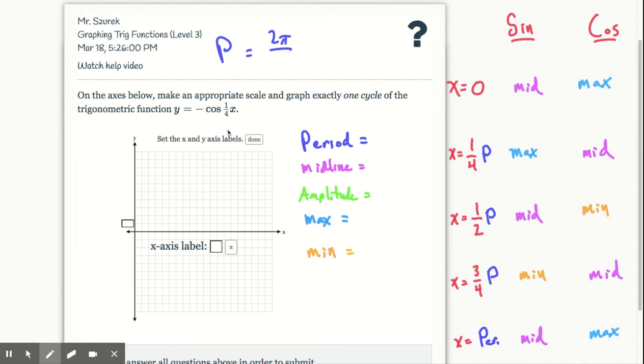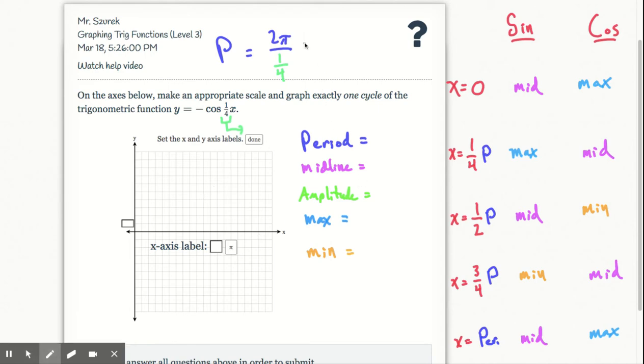So as always, our process for calculating the period doesn't change. We care first of all about the frequency, which is 1/4. So we're going to take our 2 pi and divide it by the frequency. So now we have 2 pi divided by 1/4. Now how does that work? How do we divide by a fraction?